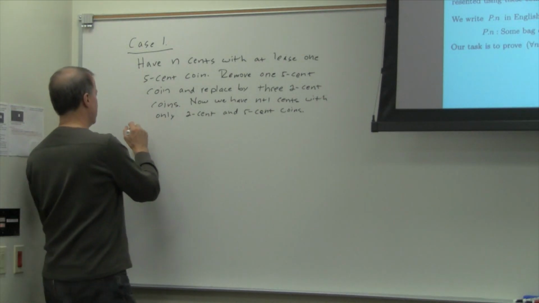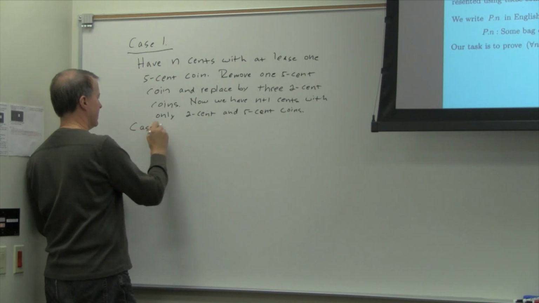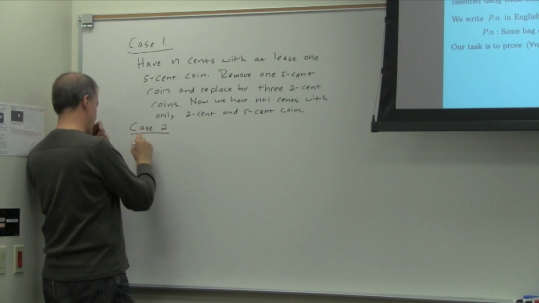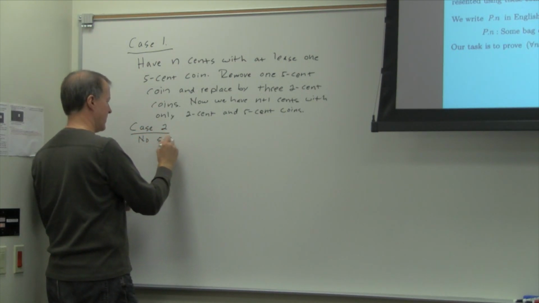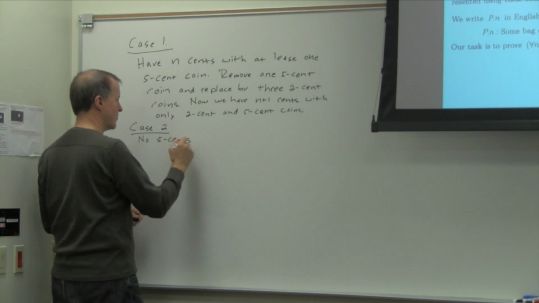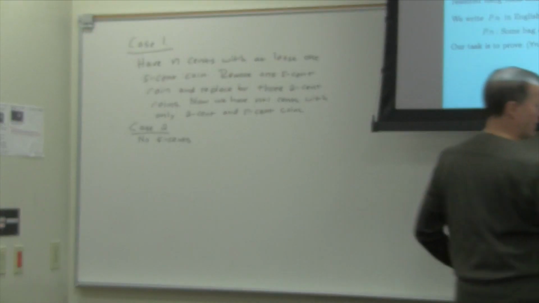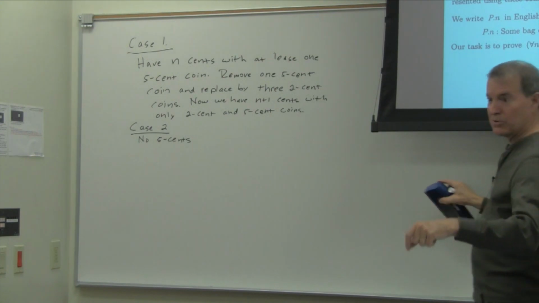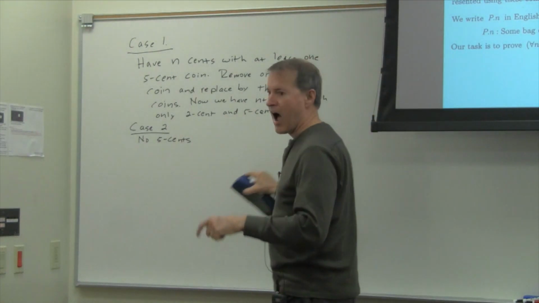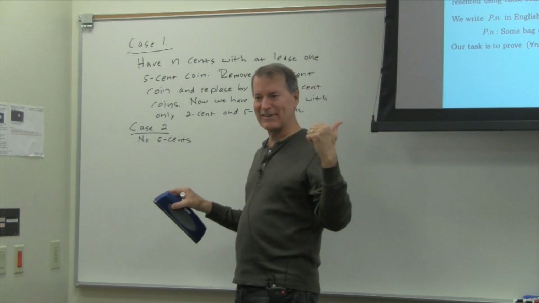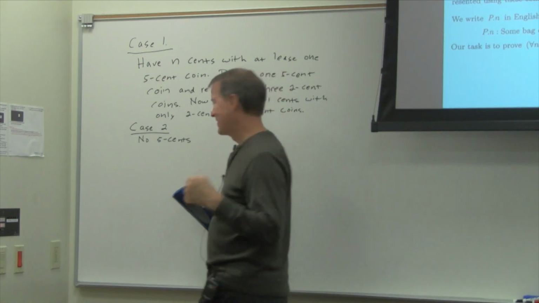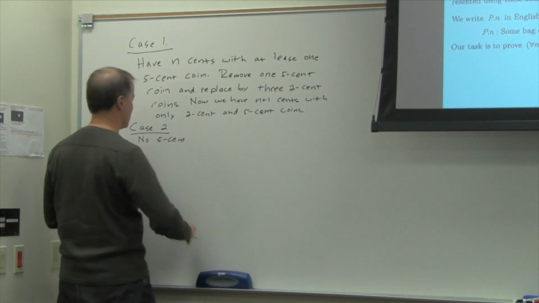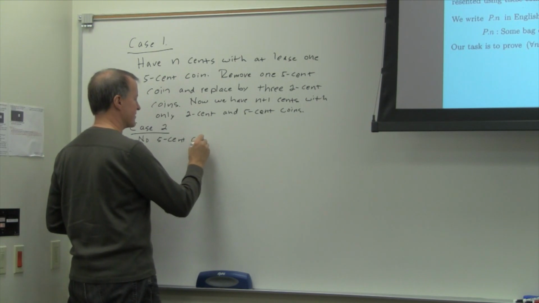So case 2, no 5-cent coins. But now what do we have to do? No 5-cent. We have to remove two 2-cent. But how do we know there's 2? Because we're starting at 4. Ah, there's our base case. Are you with me? Okay, so case 2, no 5-cent coins.